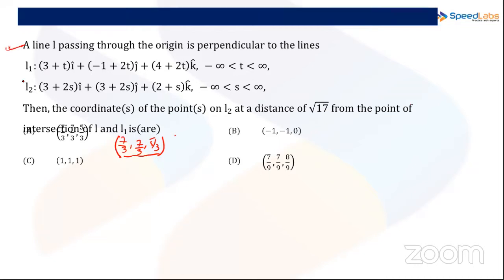A line L passing through origin is perpendicular to the lines L1 and L2. Then the coordinates of points on L2 at a distance of √17 from the point of intersection. This is the point of intersection of L and L1. Okay, the part overlapped a little, it is written intersection of L and L1 is. So this is an MCQ question, multiple choice question.